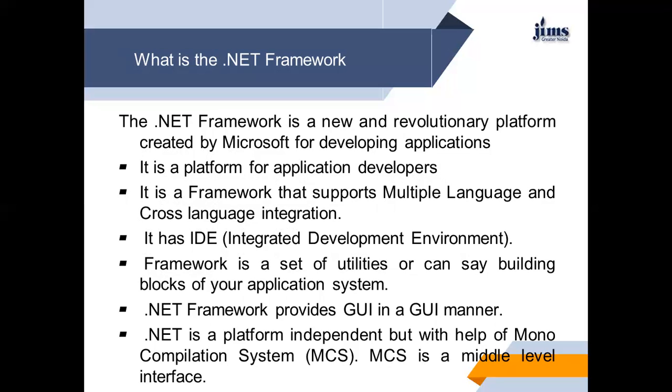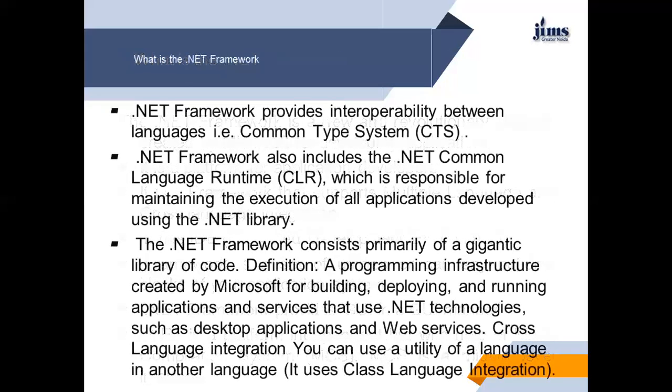.NET is platform independent, but with the help of the Mono compilation system. The Mono compilation system means that the language is converted into MSIL and then it is run. The .NET Framework provides interoperability between languages. What is the meaning of interoperability? Interoperability means they are providing the common type system.